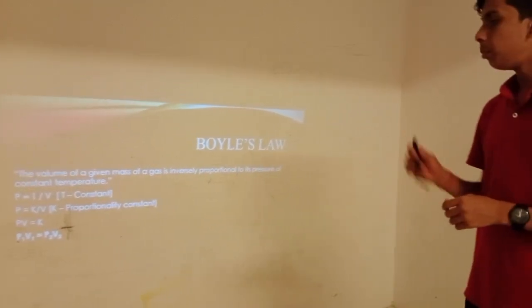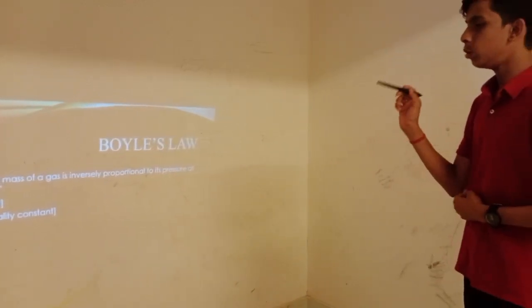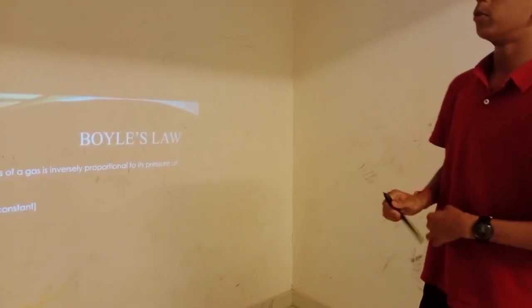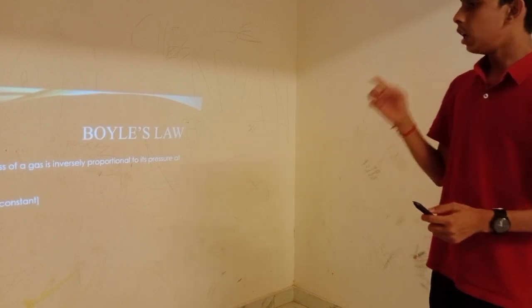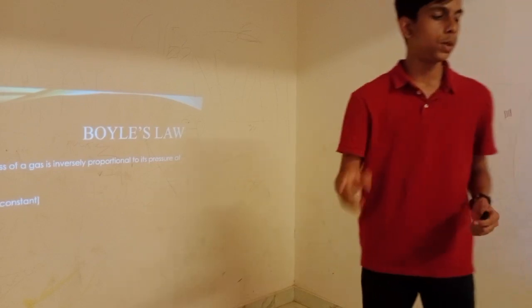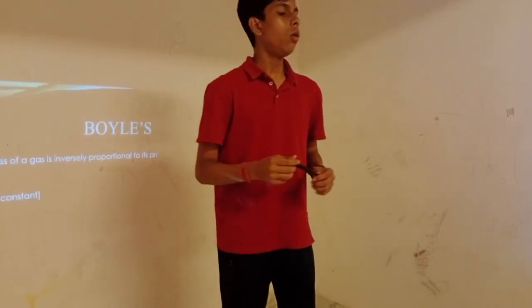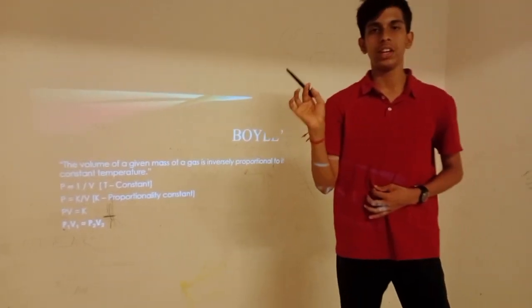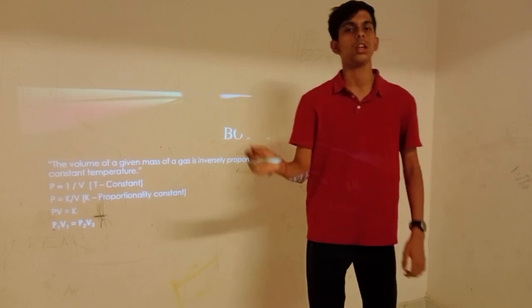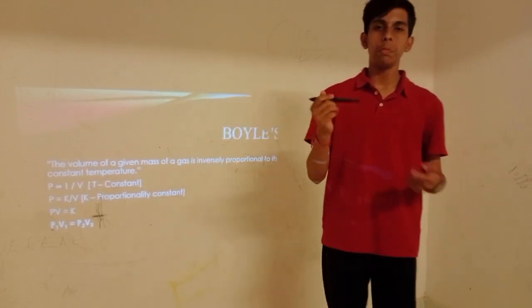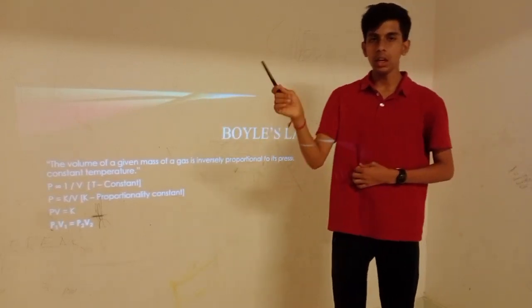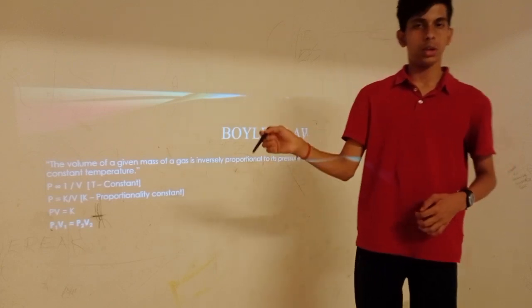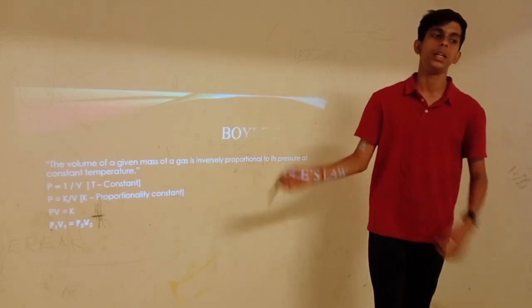Now we know that if you want to make a proportionality symbol into an equation, we have to put in a proportionality constant, which is k, so P is equal to k upon V. Now, when we take V to the other side, it becomes PV, which is the pressure times the volume of a given mass of gas, and it is constant. So, to make that into an equation, P1V1 is equal to k, and P2V2 is also equal to k. So, in that way, P1V1 is equal to P2V2.